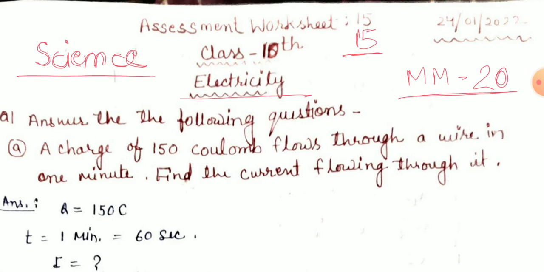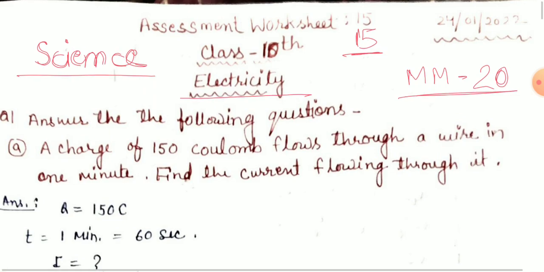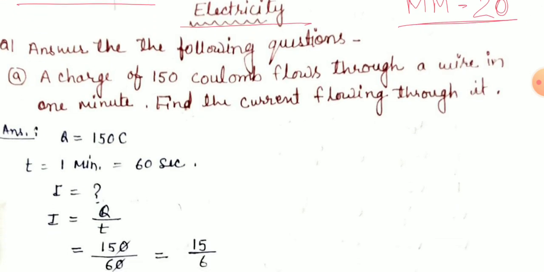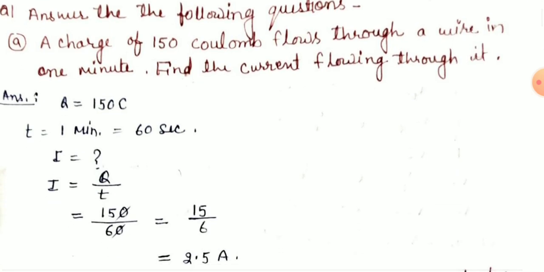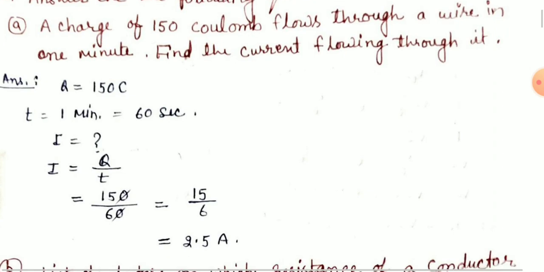Question number 1, answer the following question. A charge of 150 coulomb flows through a wire in 1 minute. Find the current flowing through it. You have to find current. So value of Q is given, 150 coulomb, and time is given, 1 minute. So you have to convert a minute into seconds. So 1 minute equals 60 seconds.